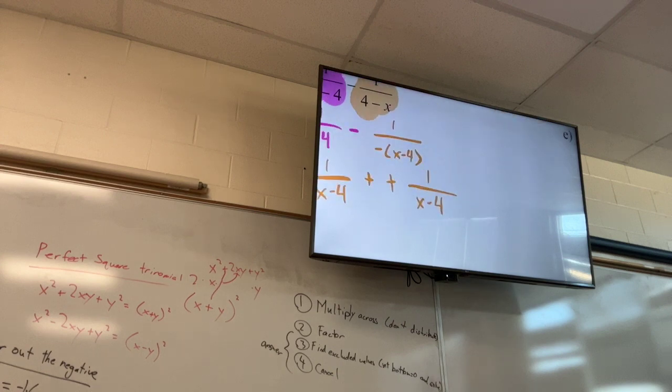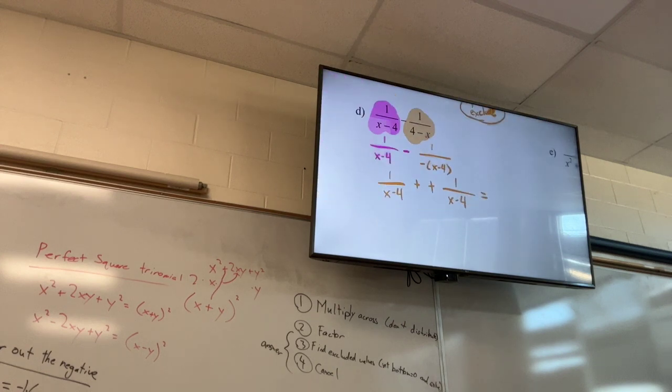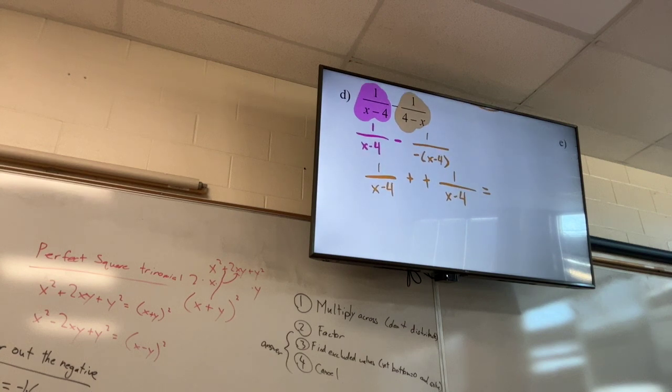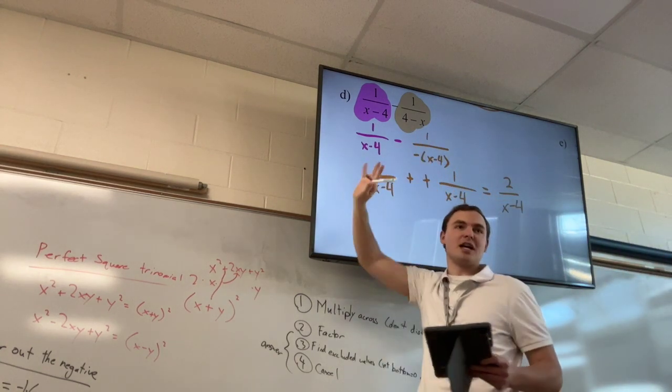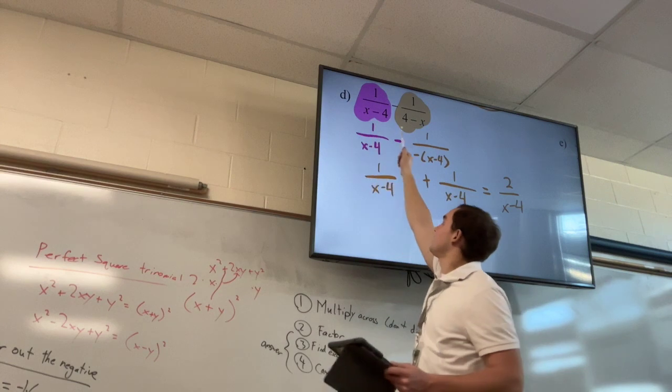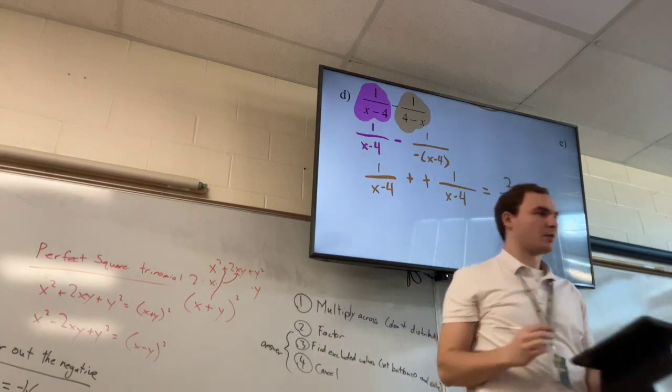So what's my final answer? They have the same denominator. This is the easy part. 2 over x minus 4. Okay. So when they're almost the same, they're just flip-flopped with the subtraction. If it's a plus, you don't have to do anything to flip it. But if it's a subtraction, you have to multiply by negative 1 to swap them around.